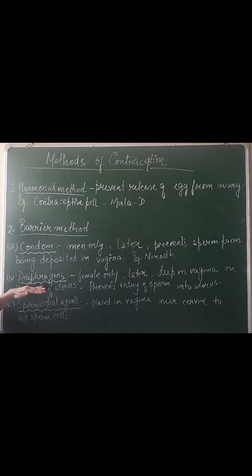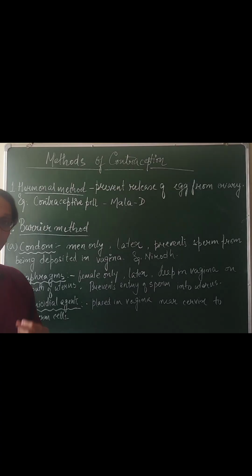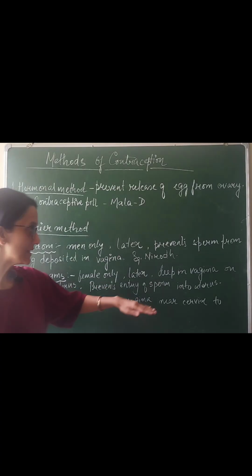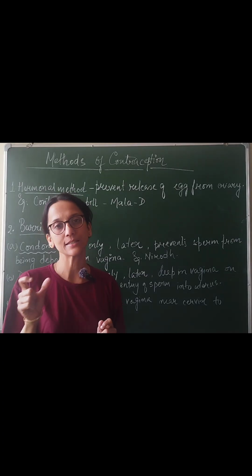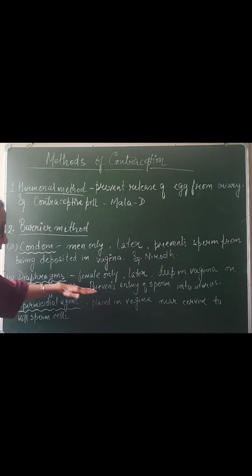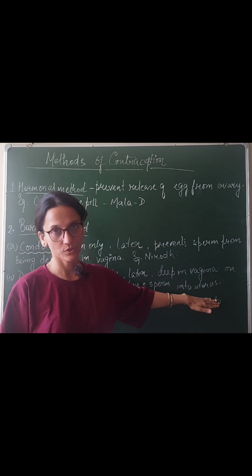The second method is diaphragms. They are also made up of latex, but they are used by female. This is inserted deep in the vagina or in the mouth of the uterus. So basically it is inserted somewhere in the cervix. It prevents the entry of the sperm into the uterus.